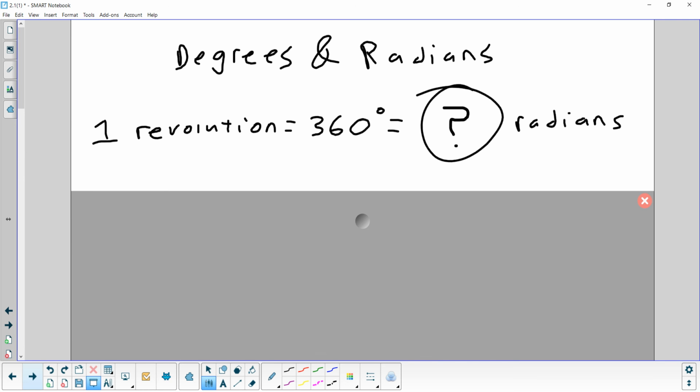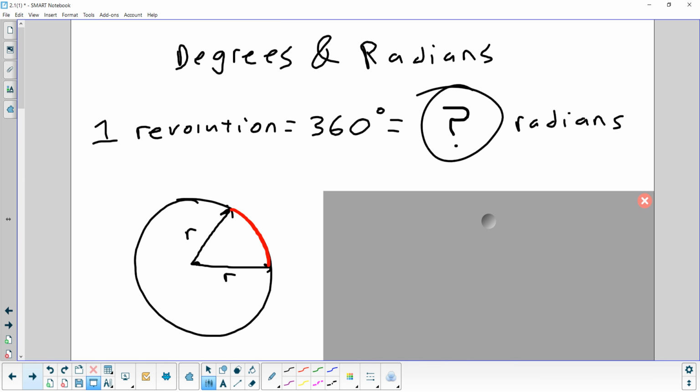So the first thing I'm going to do is just try to explain what a radian is by showing you a picture. Now, if you look at the word radian, does that word kind of look like any other word in math? Aiden? Radius? Yeah, it kind of looks like radius. So in the description of a radian, I'm going to use the word radius.